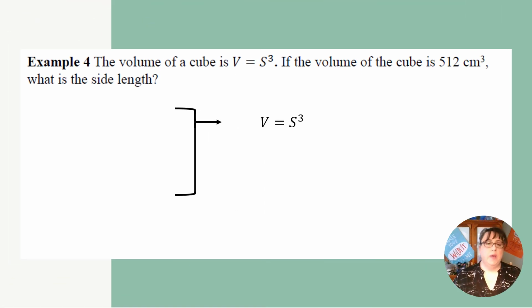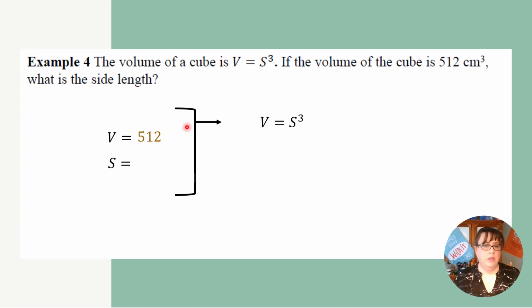So in this last one, the volume of a cube is volume equals sides cubed. So if the volume is 512 centimeters cubed, what is the side length? So start off with what you know. So what we know is the formula, and then just list out the variables and then plug in what you know. They tell us that the volume is 512. So then let's put the volume in there for 512. And what we're trying to find is the sides.